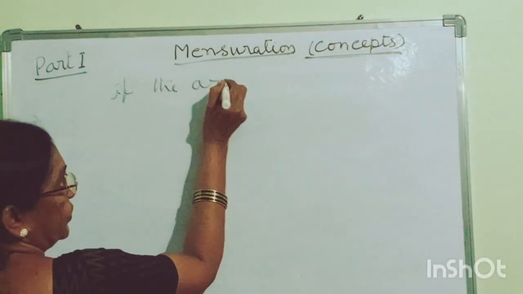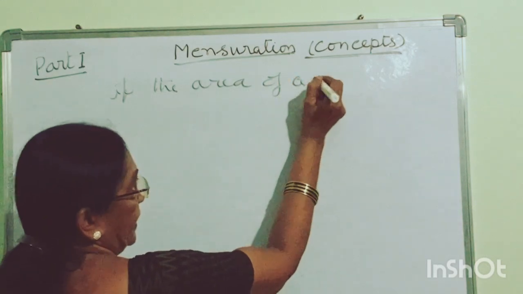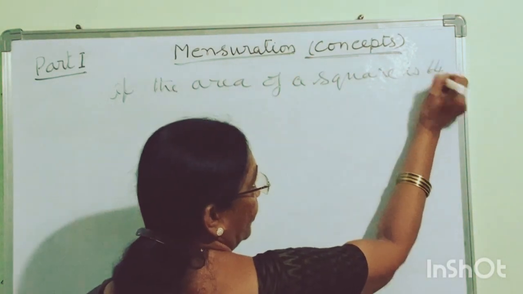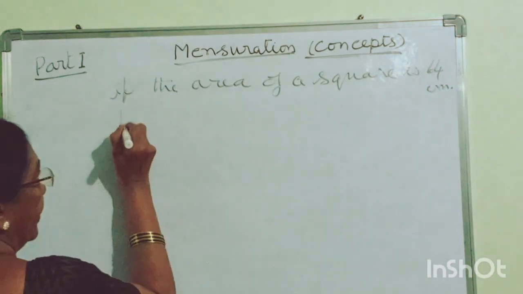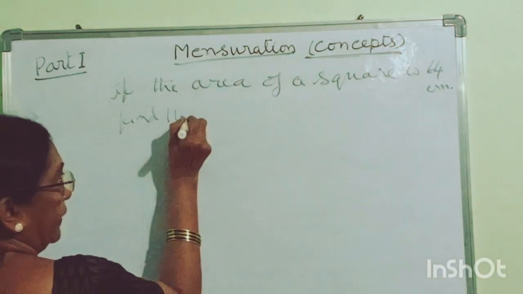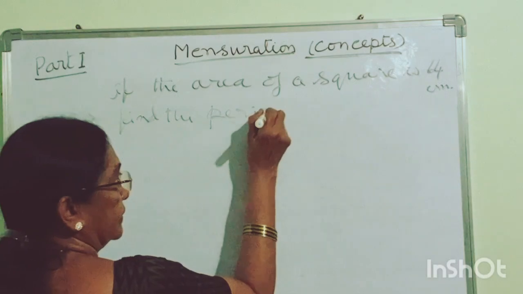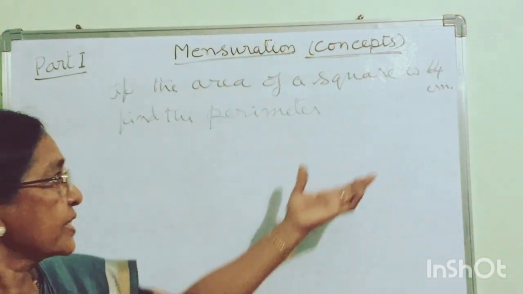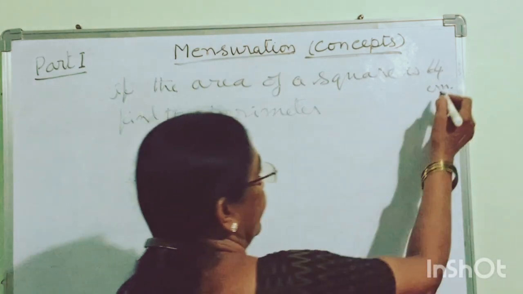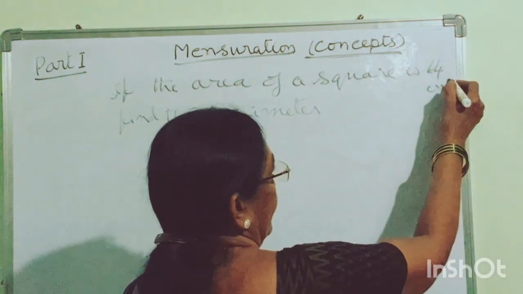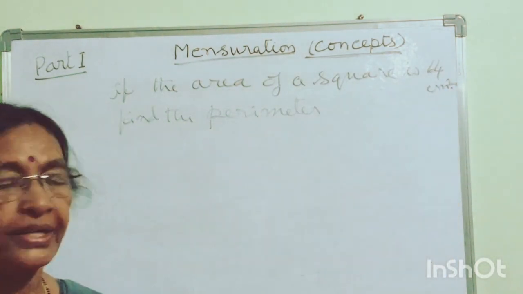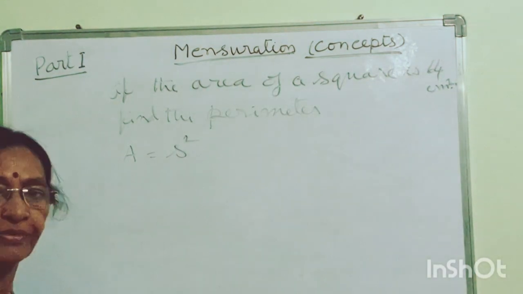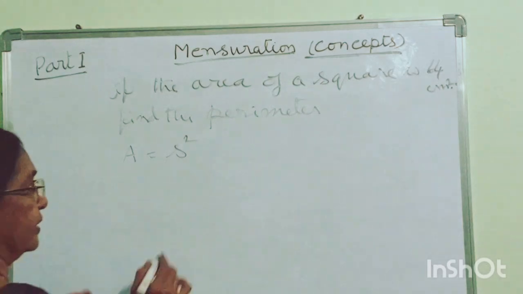If the area of a square is 64 centimeters squared, find the perimeter of the square. Area of a square is 64 centimeters squared. So find the perimeter. Area of a square is equal to S square, where S is the side.